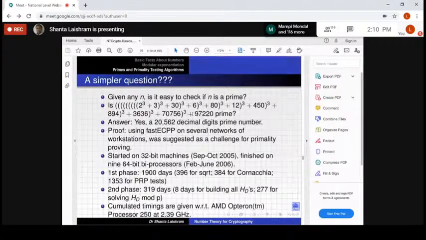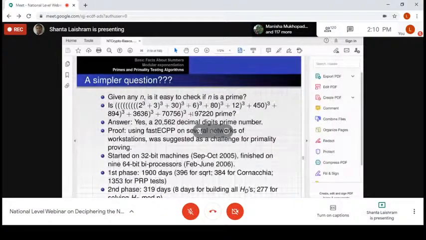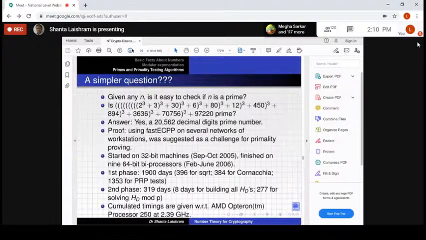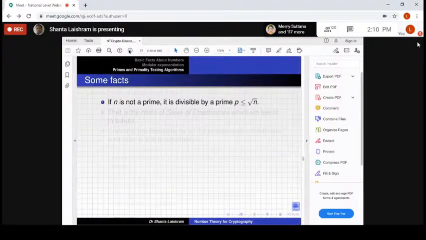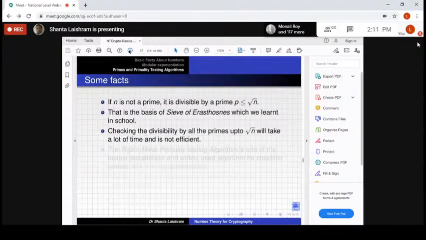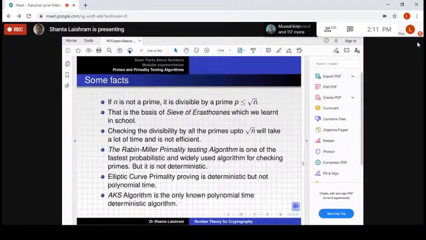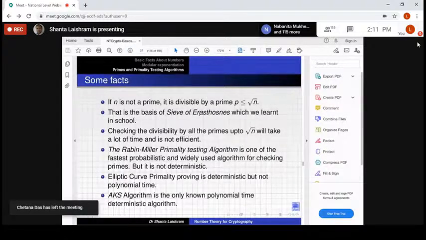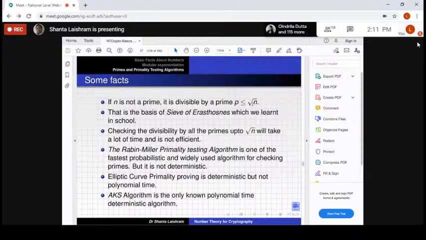Now imagine if you have to find a prime with 100 million digits or 1 billion digits, it's going to be quite difficult. Nevertheless, there are algorithms to check whether a number is a prime or not. One thing which was talked about in the morning is that the first algorithm to check whether a number is prime is the sieve of Eratosthenes, which is based on the fact that if n is not a prime, then it's divisible by a prime less than or equal to root n. So either n is a prime or it's divisible by a prime less than root n.